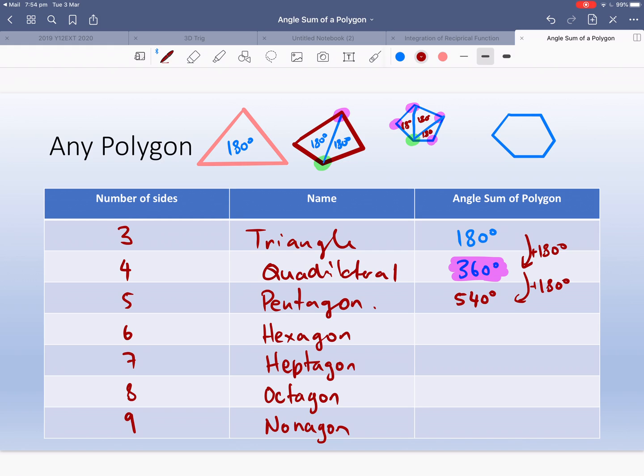Because we're adding an extra triangle. Let's try it one more time with this hexagon. So all the vertexes, I'm going to put them in different colors. We've got to start from 1, it doesn't matter which one, and then we'll go boom, boom, boom. Oh, how many triangles? 180.